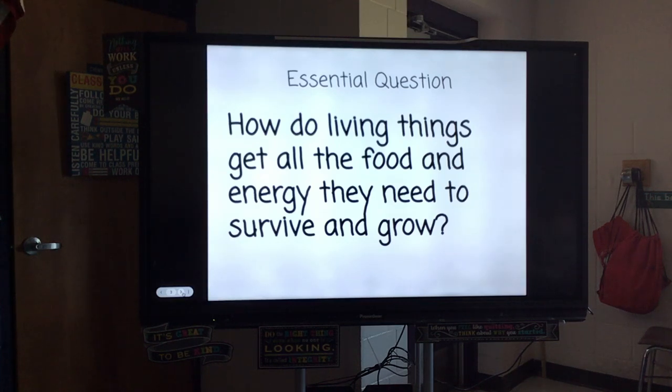What else? Exercise. That doesn't give us energy, that takes energy. Doesn't sleeping? Would give us. She said sleeping. Okay, so yeah, sleeping would definitely give us energy.